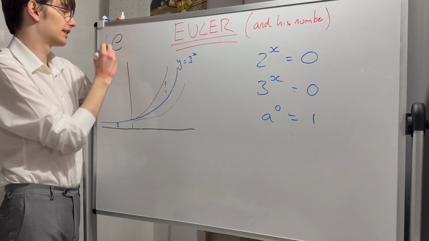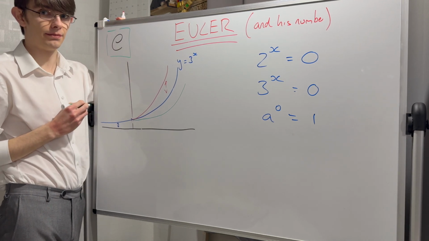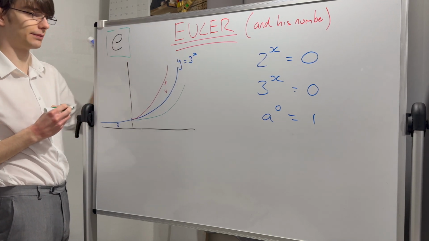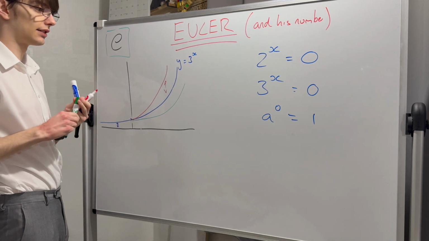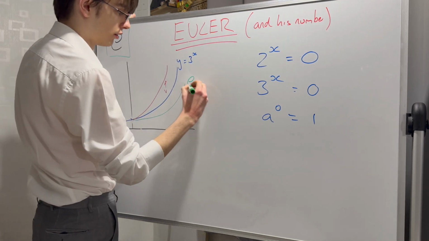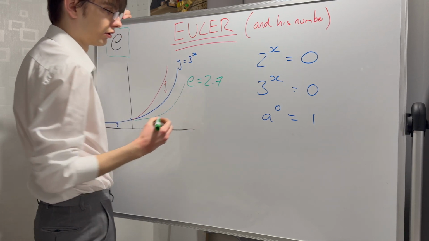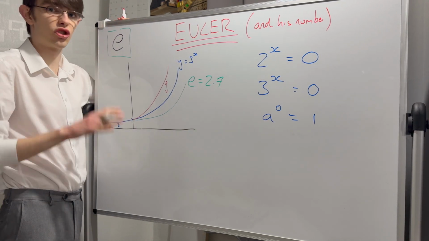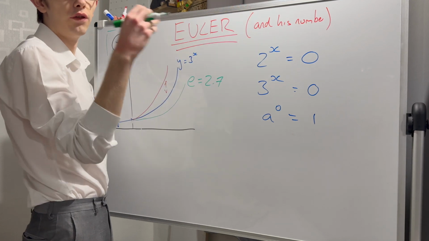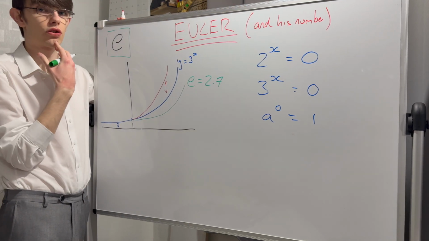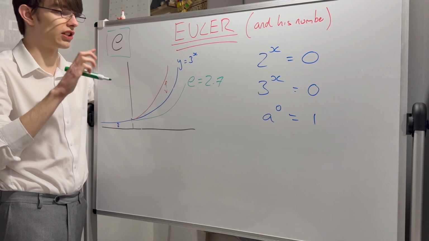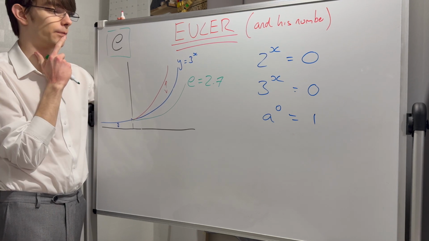The answer, you may have guessed, is yes. And this is what Euler's number is. It is approximately 2.7. I'll just leave it at that. It goes on for ages. It's like pi. It is an irrational number. It goes on forever, but we can just leave it as 2.7 for now.